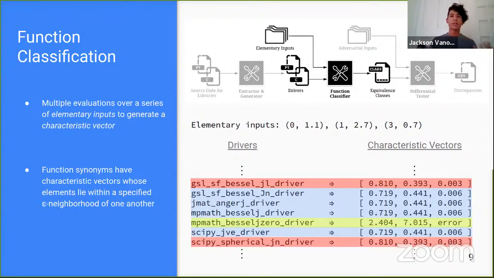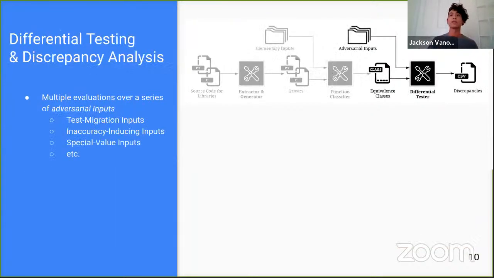And so ultimately we'll have a set of equivalence classes from this, and these will be passed to the differential tester, which, contrary to the function classifier, is going to use a set of adversarial inputs that are intended to provoke divergence between those function synonyms. And you can have multiple sources for these. For the sake of time, I won't go into each of these, but they're described further in the paper. You can use whatever source of adversarial inputs you'd like, though, whatever you think might provoke divergence between function synonyms.